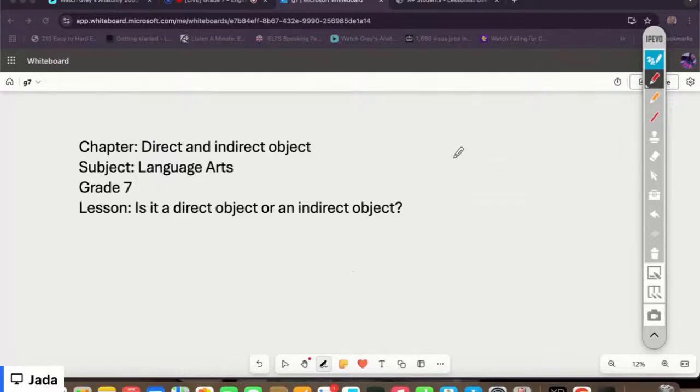Today we will have direct and indirect object. First, you have to log in using aplusstudent.com. Click on your name, move on to language at the grade 7. The chapter is direct and indirect object. The lesson is: is it a direct object or an indirect object?